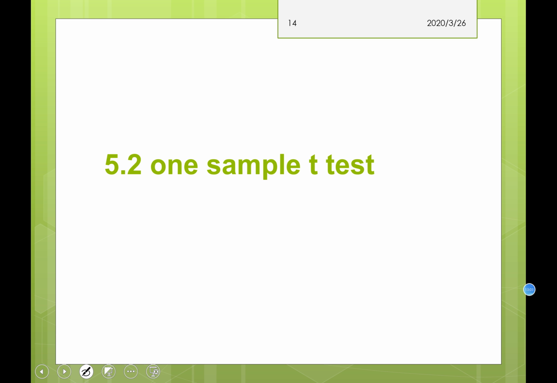But if X bar doesn't follow a normal distribution, how can we solve the question? At that time, we need to use another method based on a new distribution, what we call T distribution. So that is what we will learn in the next class. That is about one sample t-test.